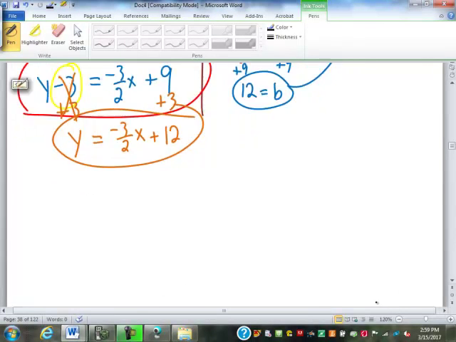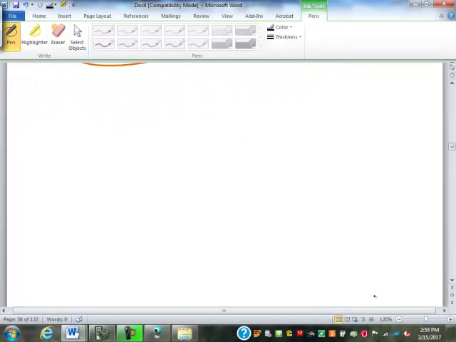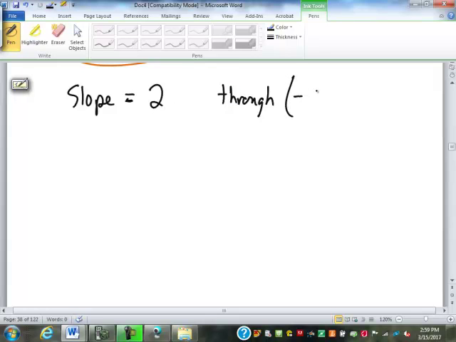Okay, so let's say our slope is 2, and the line goes through the point negative 8, negative 1. So when we go to put this in point-slope form, remember point-slope form is y minus y1 equals m times x minus x1.